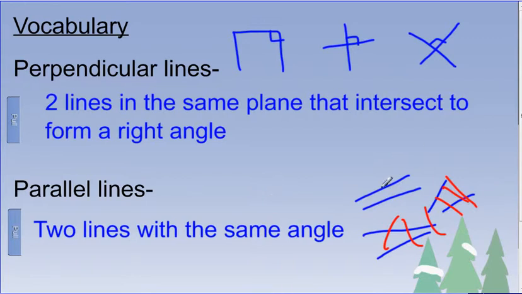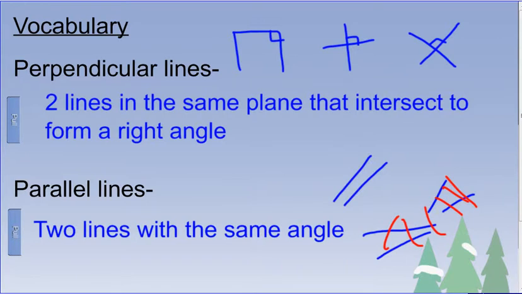So it's two lines that have the same angle, and they could be flat. They could be up and down. They could be sideways. Doesn't matter what angle they're at. What matters is that they're always both going the same exact direction. One's just higher up than the other.